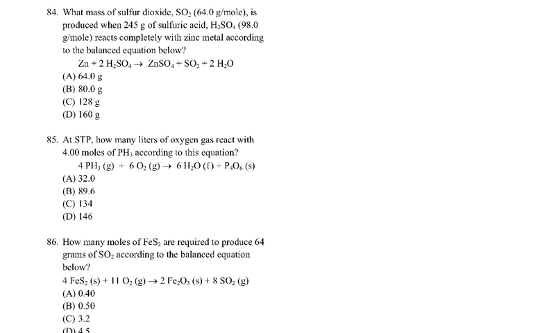84. What mass is produced when 245 grams reacts with zinc metal according to the equation below? Okay, this is a stoichiometry problem. Okay, this number, we're going to use that as a conversion. That's going to be a conversion. Okay, what mass? That's our desired. That's what we're looking for. Okay, what's my given? 245 grams of sulfuric acid. So this is what I start with.